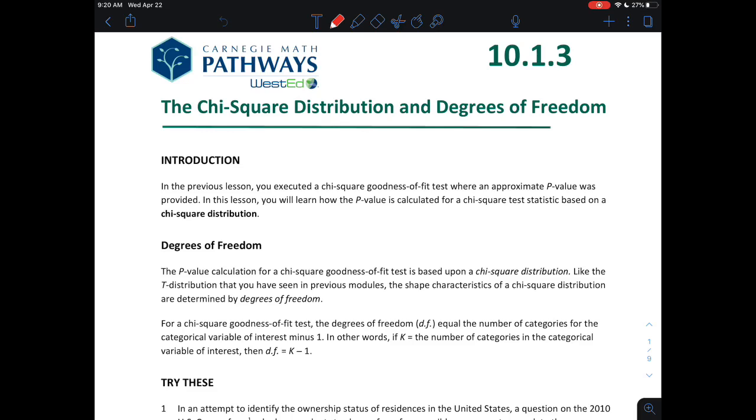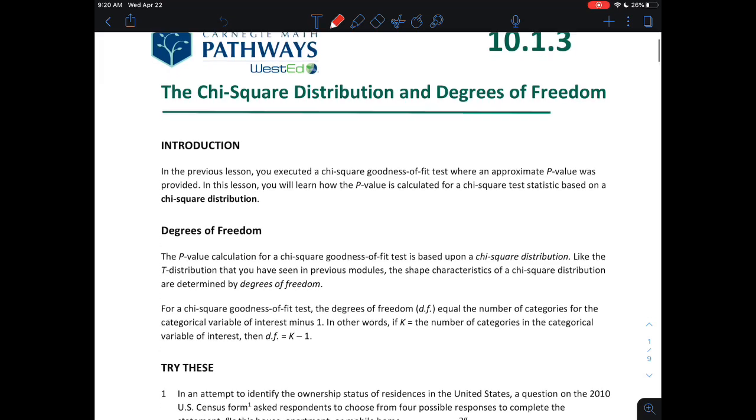Lesson 10.1.3, the chi-square distribution and degrees of freedom. In the previous lesson, you executed a chi-square goodness of fit test where an approximate p-value was provided. In this lesson, you will learn how the p-value is calculated for a chi-square test statistic based on a chi-square distribution. First, degrees of freedom.